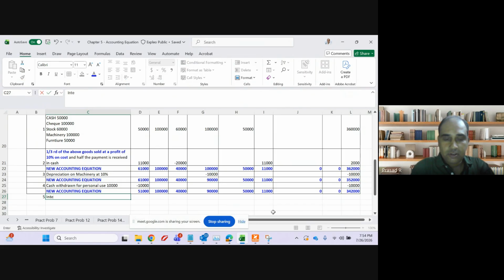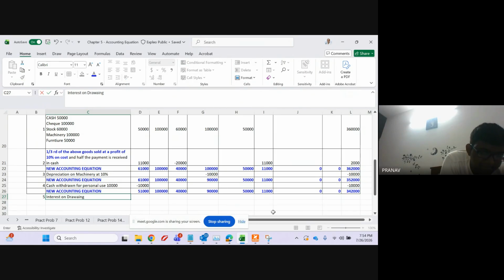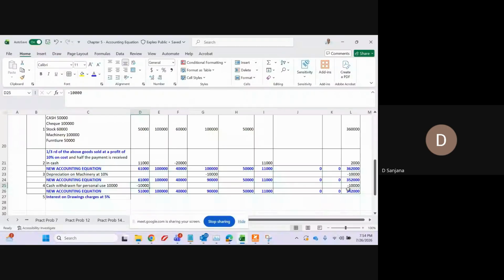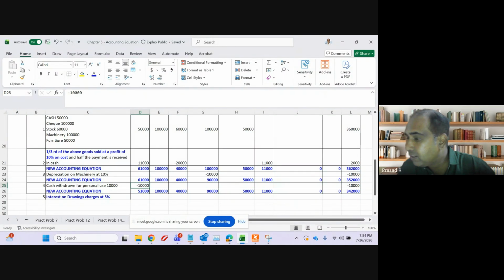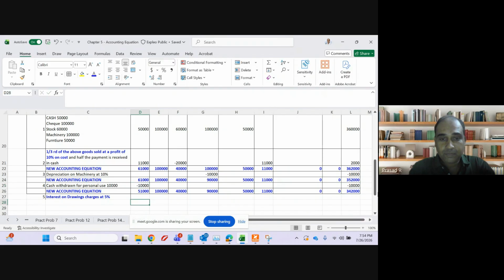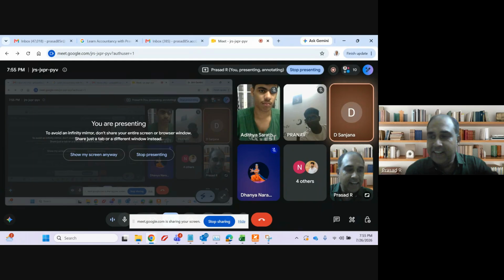Interest on drawing. This one, drawing is charged at 5%. How much have I withdrawn, guys? 10,000. 5% interest on drawings will be how much? On 10,000, 5% will be 500 rupees. 500 rupees for interest on drawing.